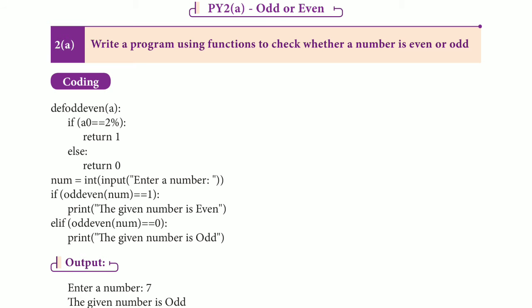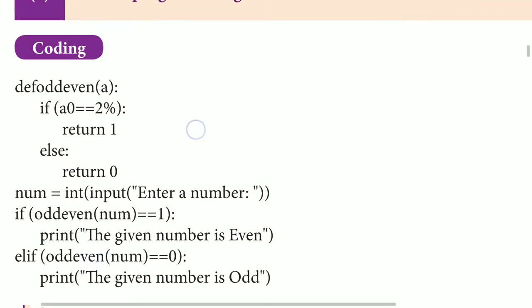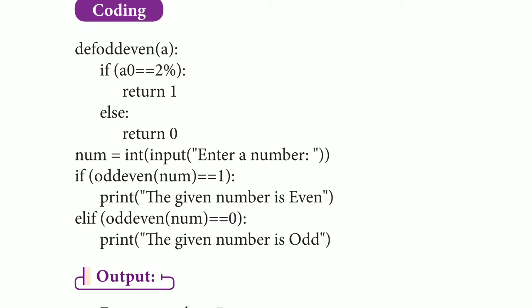Okay, so first of all you can see that they have created a function named odd_even. def is the keyword and you have to give a space here, but the space is not given here. Space odd even a. So the parameter is a, so you have to give some value as a here. So if a is a variable name, if a % 2 equal to 0, then return 1.